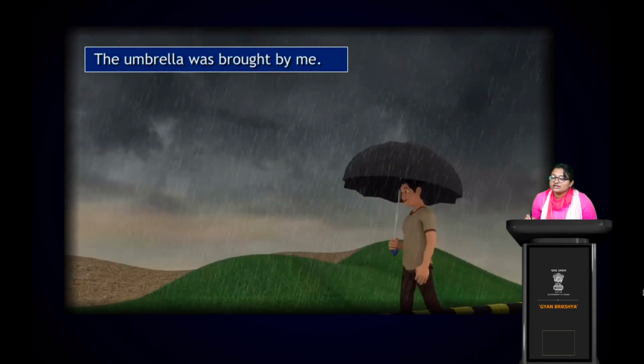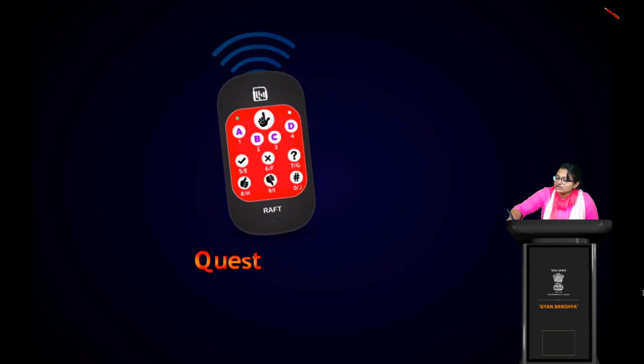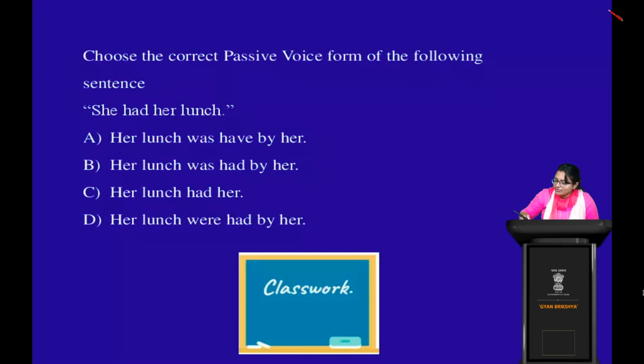Active voice changes, and passive voice changes to: the umbrella was brought by me, right? Okay, we have already solved this question, so we are not going into it anymore.